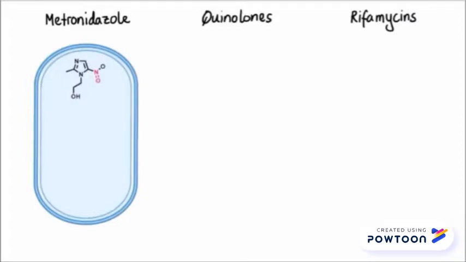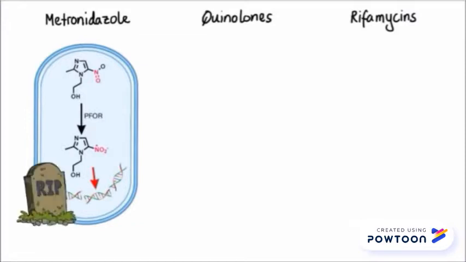Our first antibiotic, metronidazole, is a prodrug that requires reductive activation of its nitro group. Upon diffusing across the cell membrane of anaerobic bacteria, metronidazole is converted by the bacterial enzyme pyruvate ferredoxin oxidoreductase into a nitro radical anion. This highly reactive radical is thought to be the main toxic agent that attacks DNA, causing strand breaks and mutations that lead to bacterial cell death.